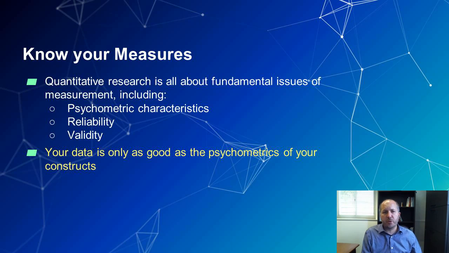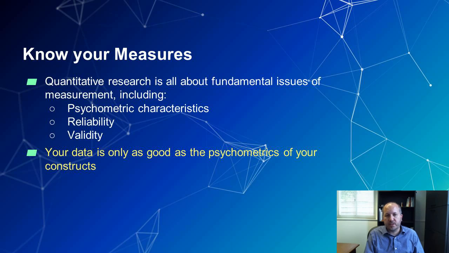Second, know your measures. We talked a lot about this in multivariate, but garbage in, garbage out. Quantitative research is all about those fundamental issues of measurement. Your research is only as good as the reliability and validity of the items and the measures within that research. So we need measures that have good psychometric characteristics, good reliability, and good validity. Everything starts with that. Your data is only as good as the psychometrics of your constructs.